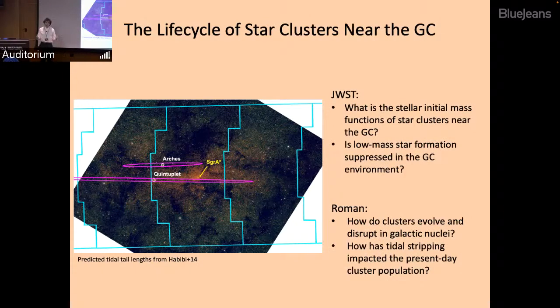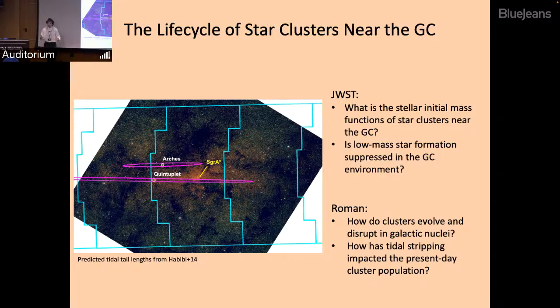So again, what can we do? Well, with JWST, we can characterize the stellar populations of the clusters themselves. We can ask questions such as, what is the stellar initial mass function of star clusters at the Galactic Center? Is there evidence that low mass star formation is suppressed in this region, possibly due to the extreme star forming environment? But with Roman, looking at these clusters, we get the larger scale kinematic view. We can look for, detect, and characterize for the first time these tidal tails.